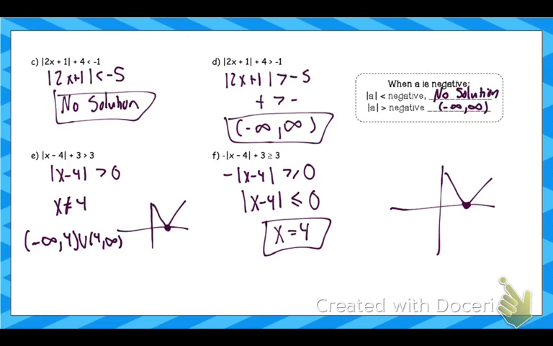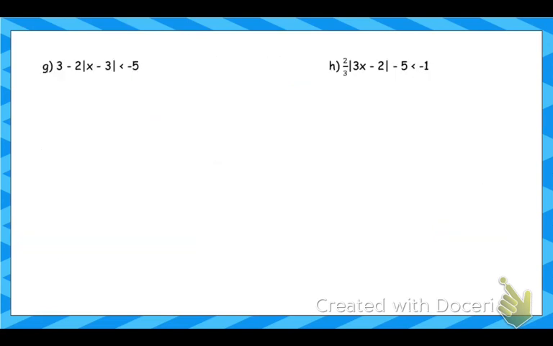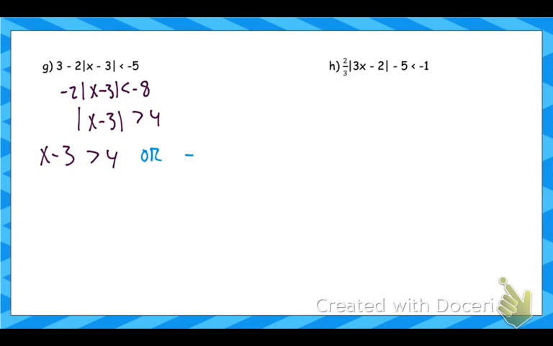All right, so let's go ahead and look at two more examples. If you feel pretty comfortable, pause the video and try these. All right, so again, I'm going to get the absolute value by itself. So I'm going to subtract 3. Divide by -2, which is going to flip my sign. So what that does now is I set up two inequalities. X minus 3 is greater than 4. Since it's greater, it's an OR equation. Change the signs and solve both. So -x is greater than 1. X is less than -1.